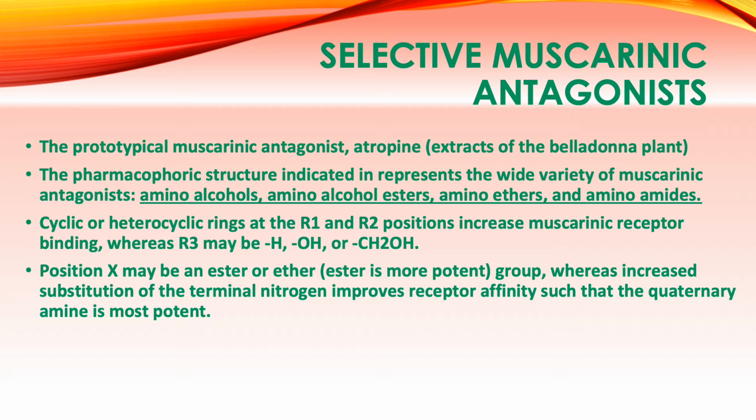So your muscarinic receptor, we have three types, your M1, M2, and M3. Now, there are also drugs that even though they are called selective muscarinic antagonists, they also have selectivity according to the different types of muscarinic receptors such as your M1, M2, and M3. So they have different actions in the body.